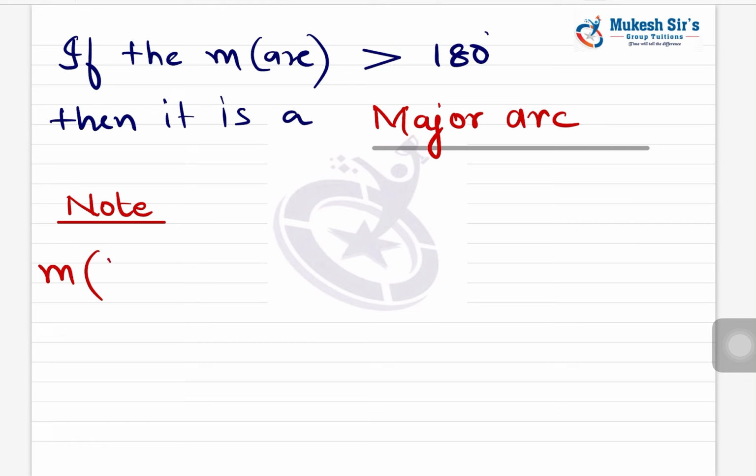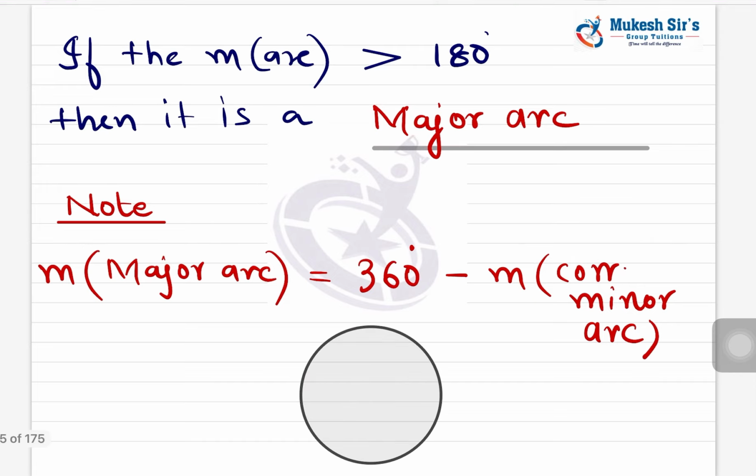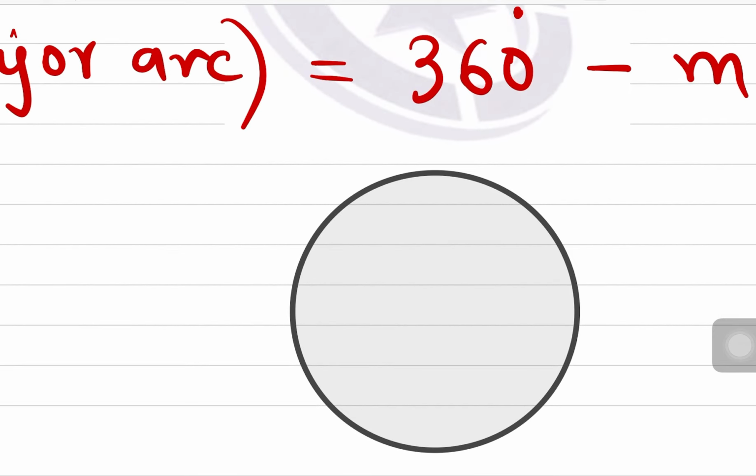Now remember one more point. The measure of a major arc is always equal to 360 minus the measure of the corresponding minor arc. Is that clear to all? The measure of the major arc is equal to 360 minus the measure of the corresponding minor arc. So suppose you have a circle here. Look at this diagram here. See here.